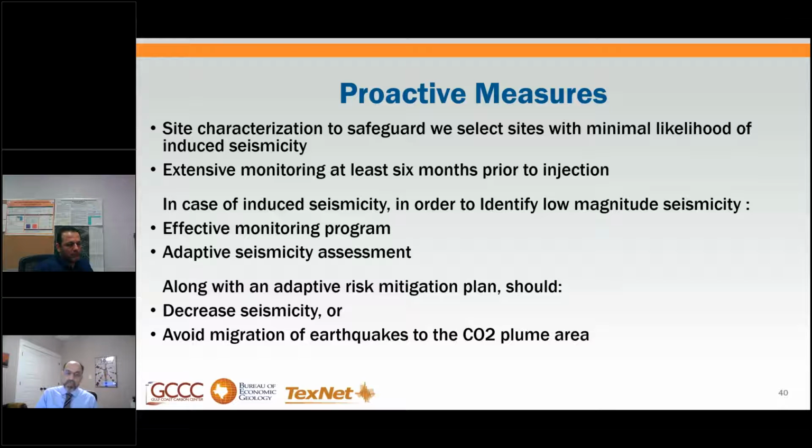That means that you have to even change your monitoring approach depending on the seismicity, spatial temporal distribution, and any type of risk mitigation that is of your interest. So you have to have a seismicity mitigation plan. Now, along with an adaptive risk mitigation plan, the idea should be to decrease the seismicity or avoid the migration of earthquakes close to the CO2 plume area, protecting this area from any leakage. Next slide, please.